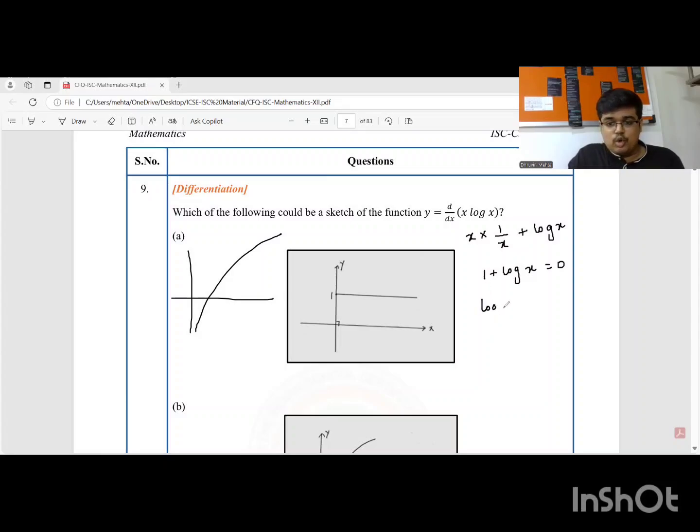Students, we know that log of e is 1, and we know that log of 1 is 0. So I'm replacing everything with log, so we can remove log. So we have log of ex. This is the rule of logarithm, the product rule.